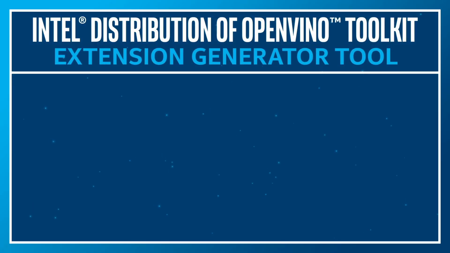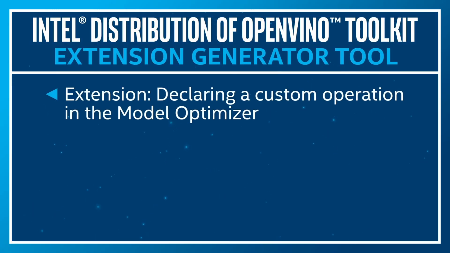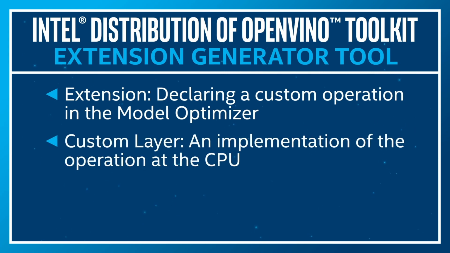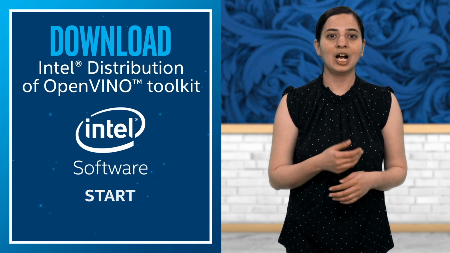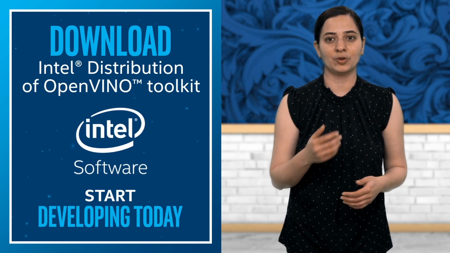For the extension generator tool, declaring a custom operation in the MO is referred to as an extension. An implementation of the operation at the CPU is referred to as a custom layer. At the GPU, it is referred to as its kernel. The terminology is different, however, they all refer to the custom operation. In the next video, I cover how to implement custom layers at the model optimizer level.